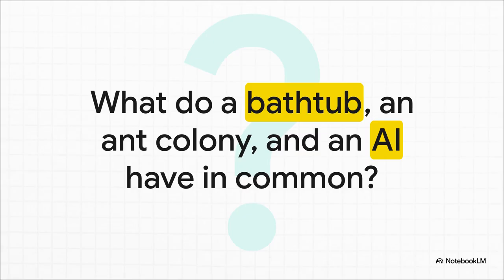What do a bathtub, an ant colony, and a super intelligent AI all have in common? Now, it sounds like the beginning of a really weird joke, right? But the answer? The answer unlocks a powerful way of seeing absolutely everything. They are all systems, and they all run on the exact same fundamental set of rules.